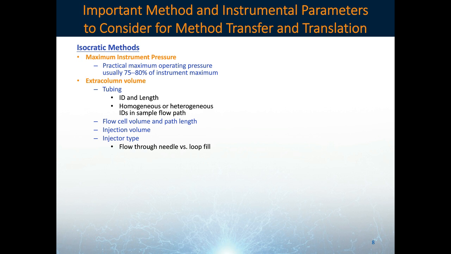The other thing that you need to consider is both the flow cell volume and the path length, the injection volume, and the injector type, whether you have a flow-through needle versus a loop fill. And I'll talk about that a little bit later as we go. For extra column dispersion, that's measured from the injector through the column into the detector and including the detector. So the less dispersion, the better resolution and sensitivity you'll have. And this is a function of flow rate. It also is dependent upon the data rate and response time and the instrument type. So in general, HPLC systems have more dispersion than UHPLC systems.